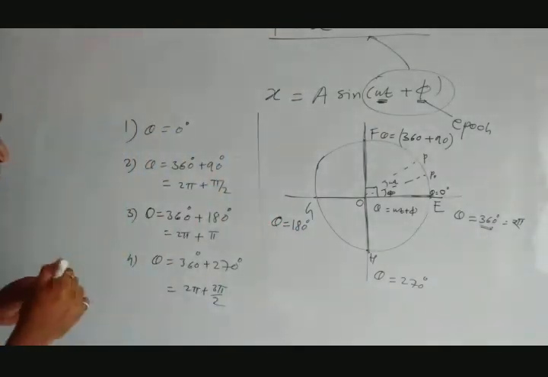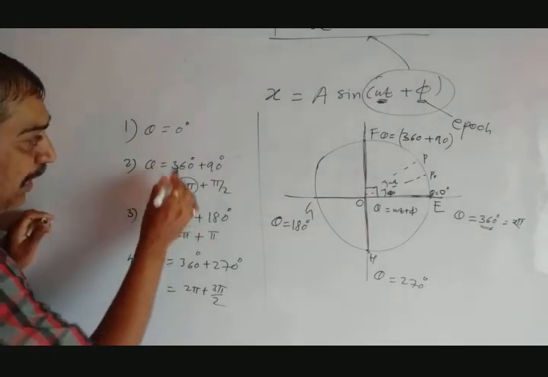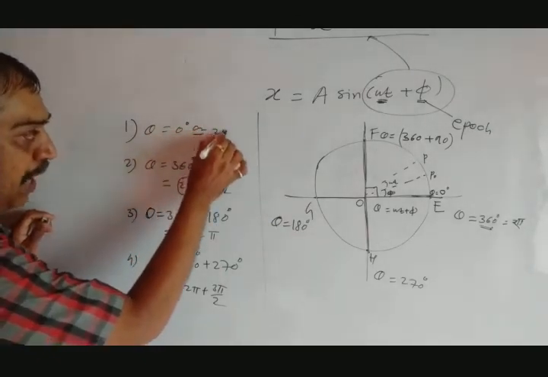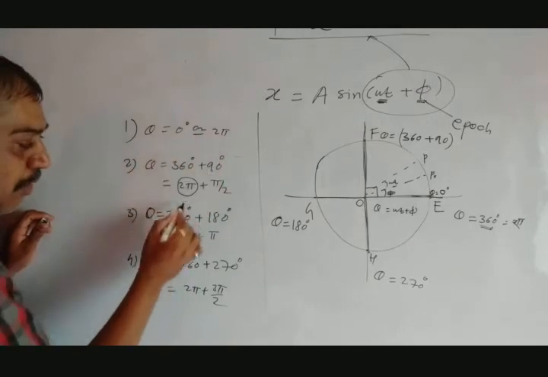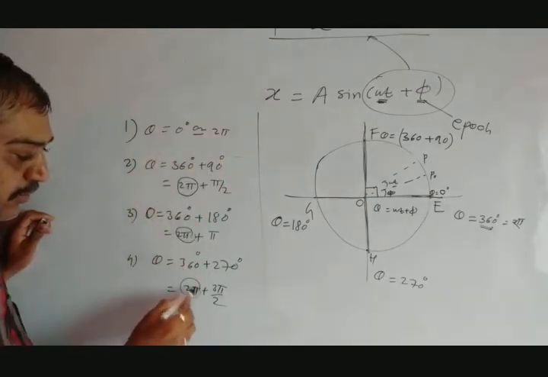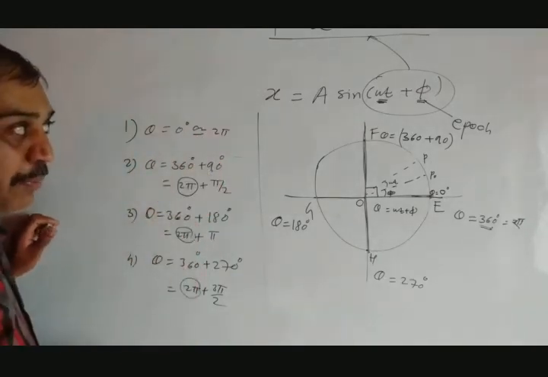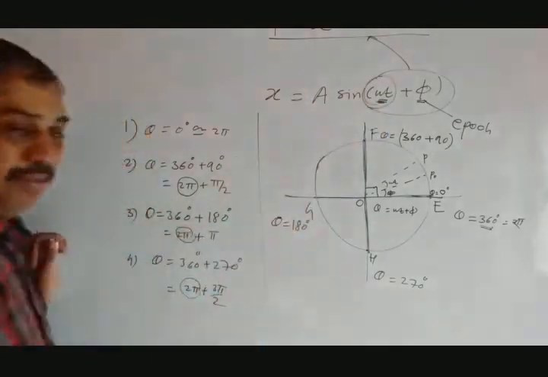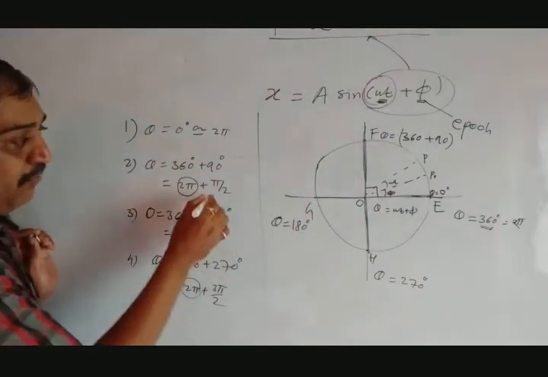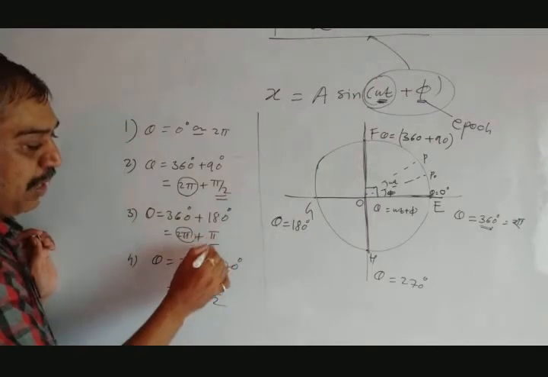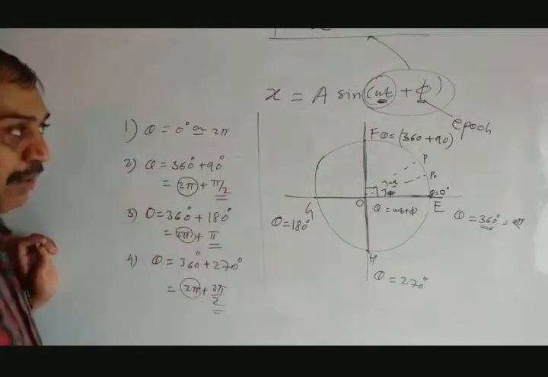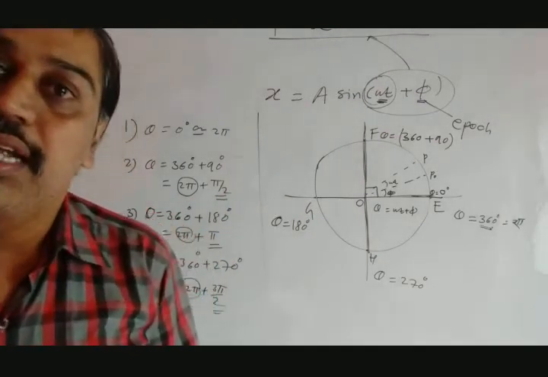So here 2 pi is common. 0, or we can write it as 2 pi. So 2 pi is common everywhere, here and here also. So what does this 2 pi represent? It represents omega t. After that, pi by 2, pi, 3 pi by 2 are nothing but the initial phase.